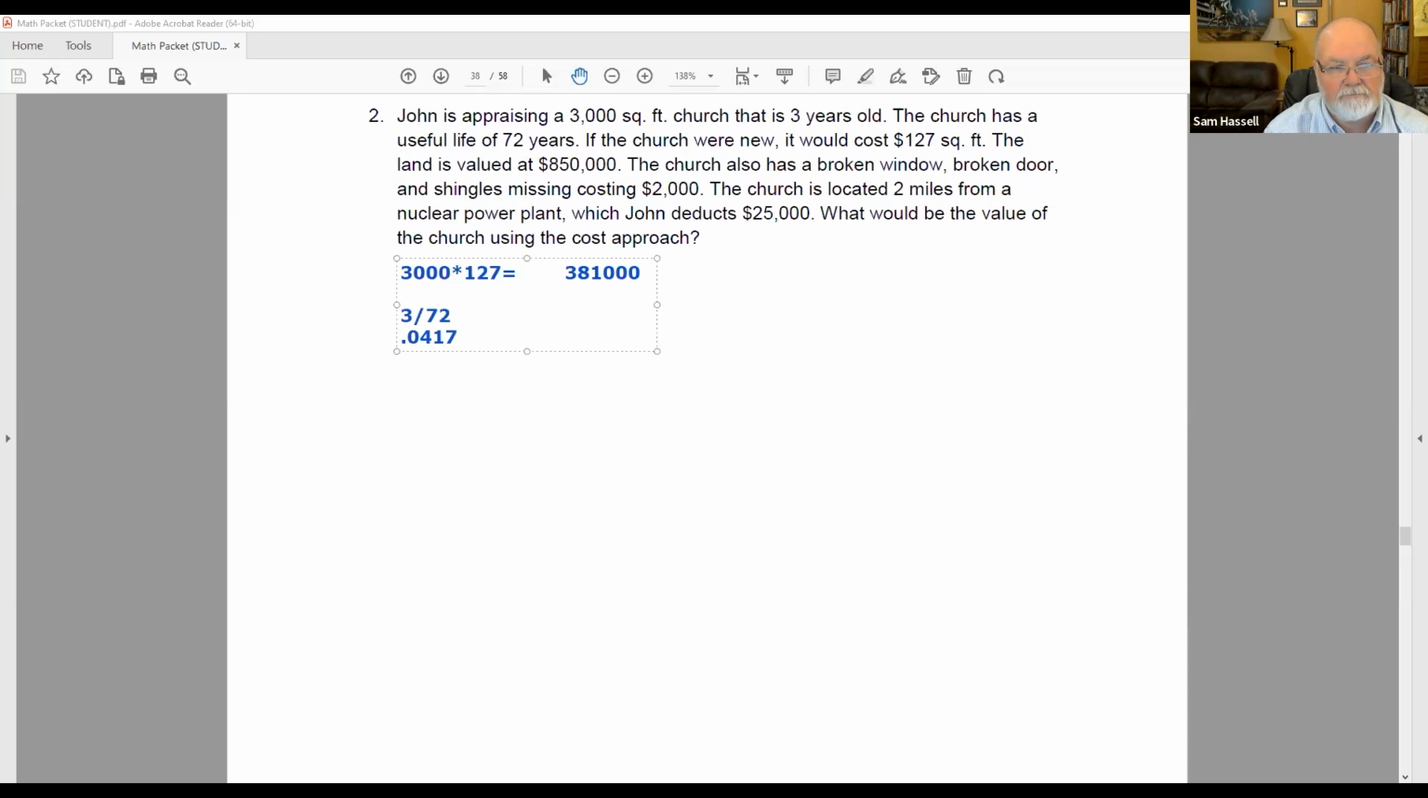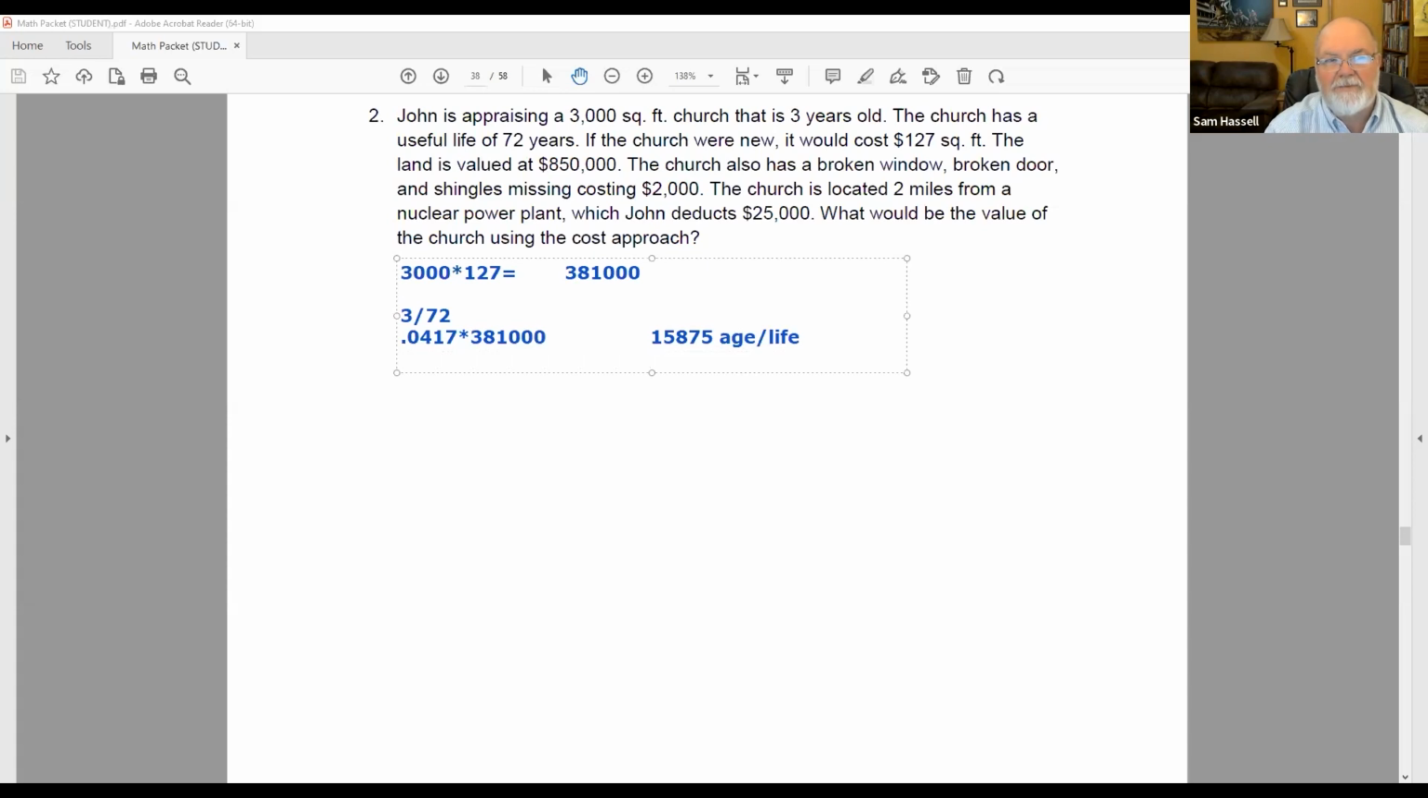0.0417. That's going to be our depreciation factor times our cost to replace it, 381. So we have a straight line depreciation. The first level of depreciation is going to be multiplying that out. So that's going to be 15,875. And that's going to be our age/life depreciation.